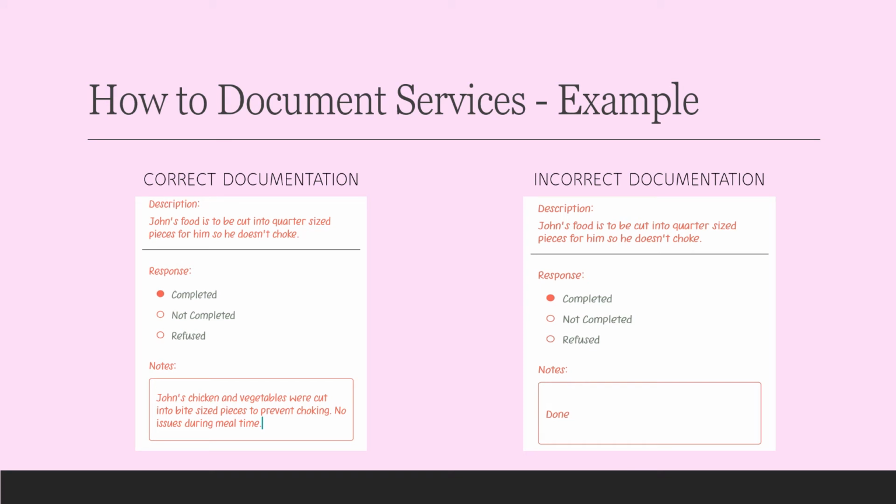On the slide, there's an example of correct documentation and incorrect documentation. When you're clicking completed, we need to see more details than just done. So a good example of a completed service is John's chicken and vegetables were cut into bite-sized pieces to prevent choking, no issues during mealtime. An incorrect example is just done or completed.